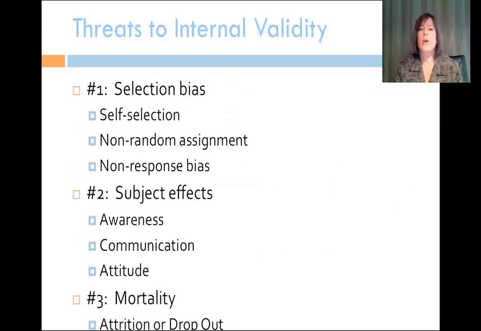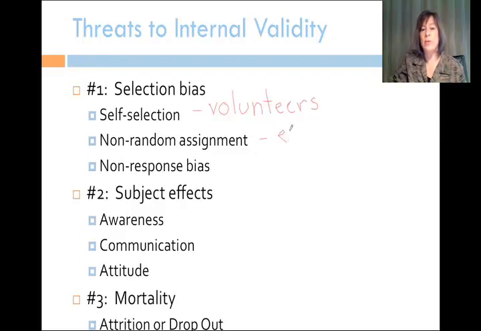The first one is called selection bias. And I put this one first because I think it's the one that we run into most often. And it can be related to different kinds of design. For instance, selection bias with regard to self-selection. This could be related to having an experimental design. It could be related to surveys. It could be related in any sort of research where you're asking for volunteers to participate. Because in the end, the volunteers are probably in some way different from the folks who do not volunteer.